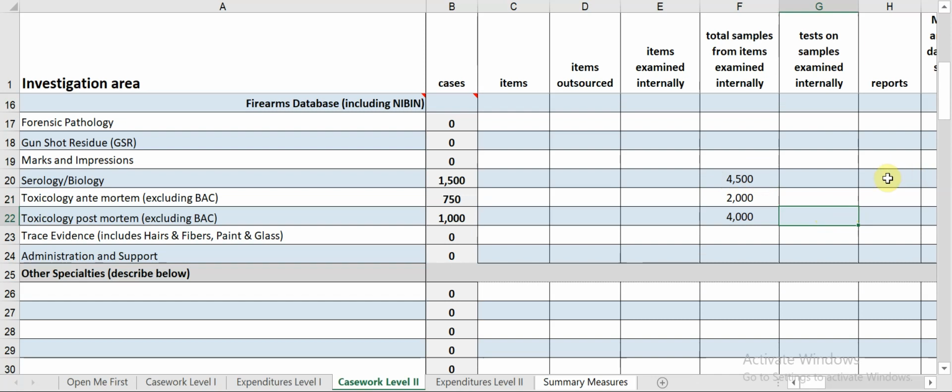And then you just complete what you might have on any of these, say 1,400 reports. Here, let's say 800 reports. And just moving our way down to toxicology postmortem, let's suppose that there were 1,250 reports. Okay, so we have that key information that's given in here.